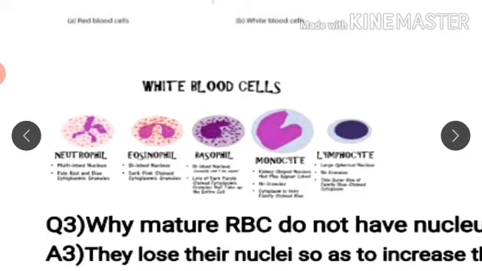Basophil has a bilobed or irregular shaped nucleus, and eosinophil is bilobed. And then we come to agranulocytes. Agranulocytes have monocytes and lymphocytes. Monocyte is horseshoe shaped and lymphocyte has a round nucleus.